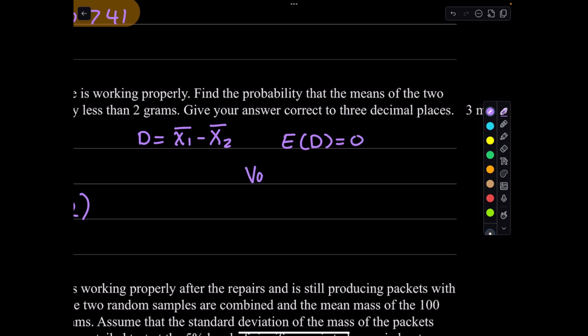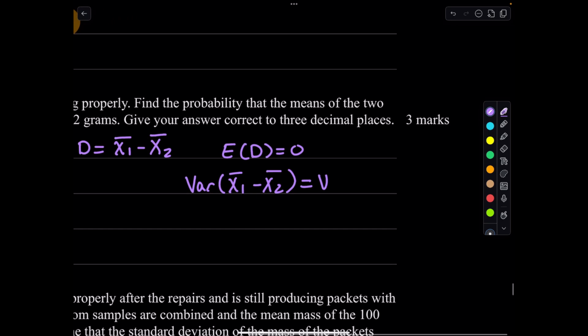What about the variance? We also need to find the variance so we can find the standard deviation. The variance of this expression, D, which is x1 minus x2, is what? Remember, the variance is a little bit different. So it'll be var of x1 plus var of minus x2. And remember, that minus is just a constant, like -1. If you take a constant out, it gets squared, which becomes positive.